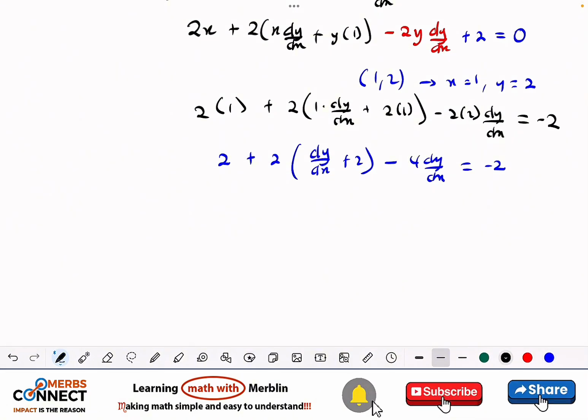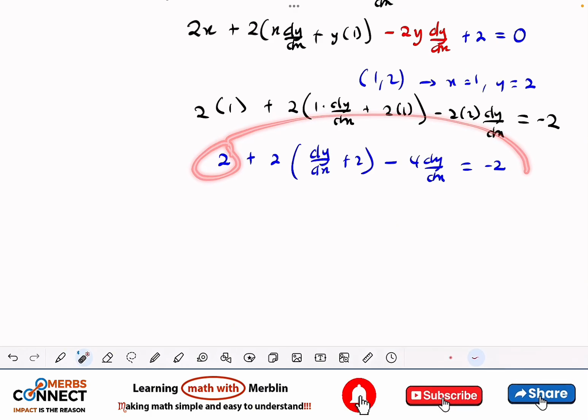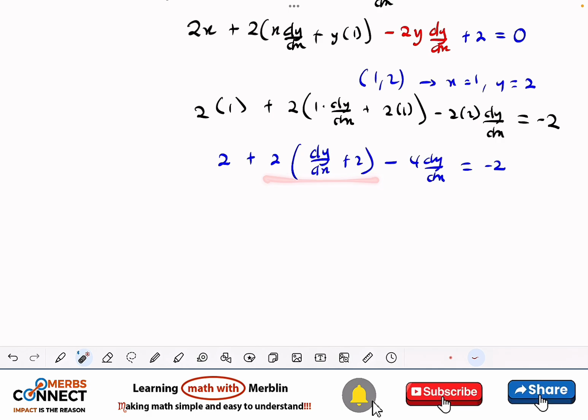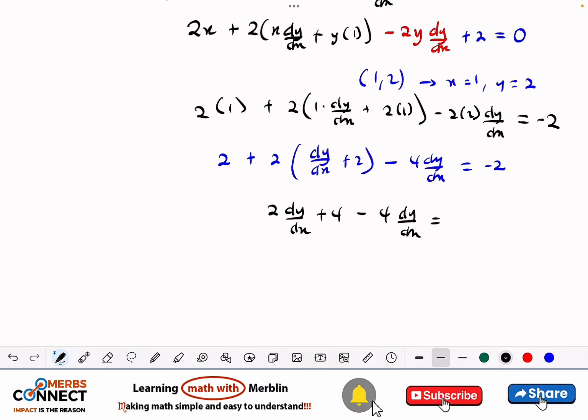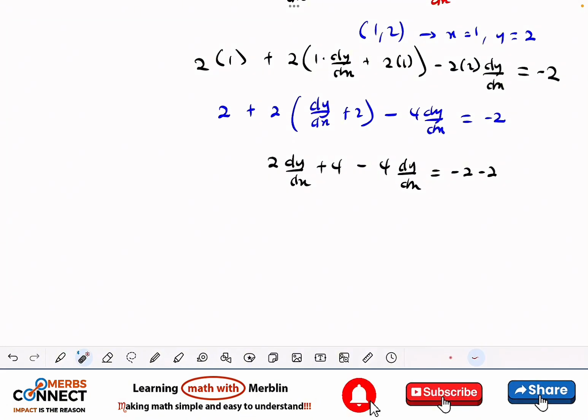So I'm going to have something like this. I'll just move this 2 again to the right, then multiply through by 2. So I'm going to have 2 dy over dx plus 4 minus 4 dy over dx. When I move the 2, I'm going to have minus 2 minus 2. Now I have 2, I have minus 2. So this is going to give us minus 2 dy over dx.